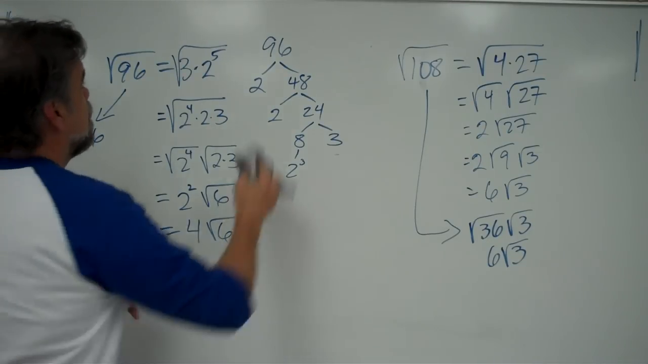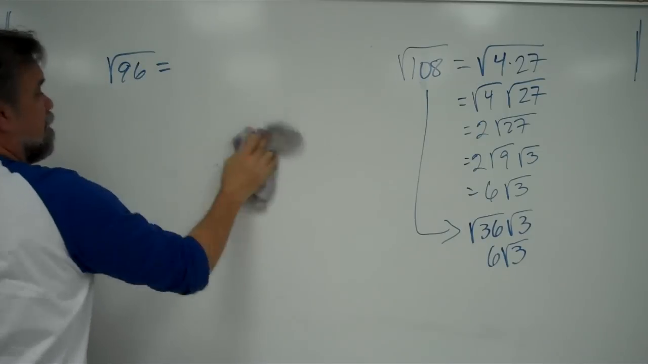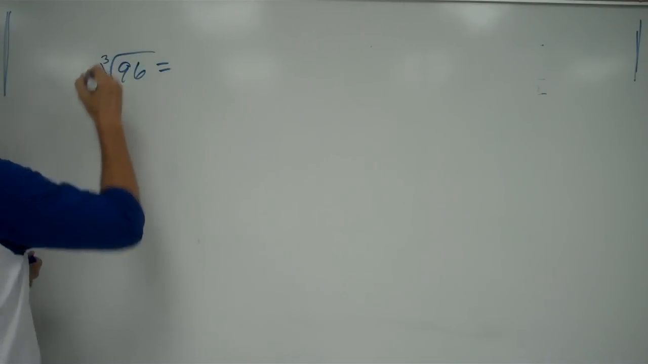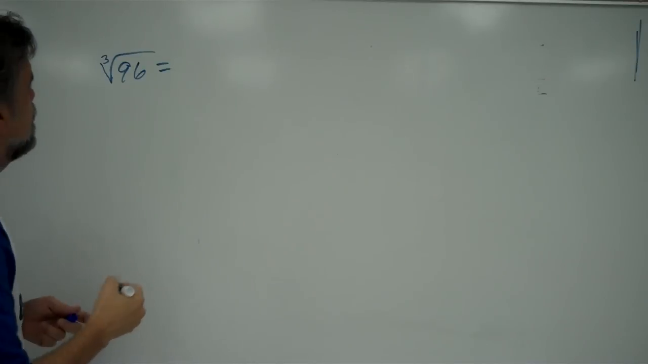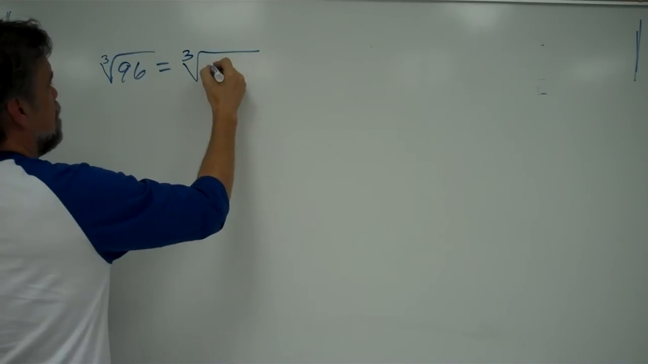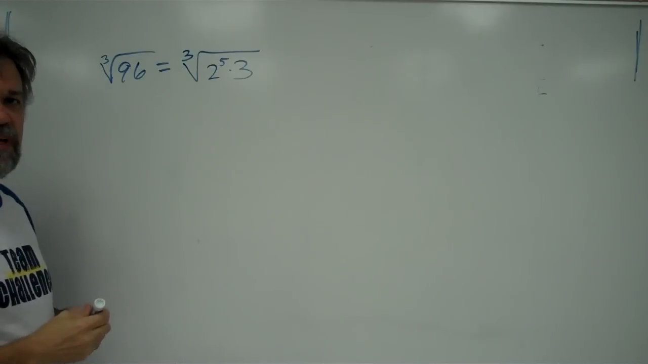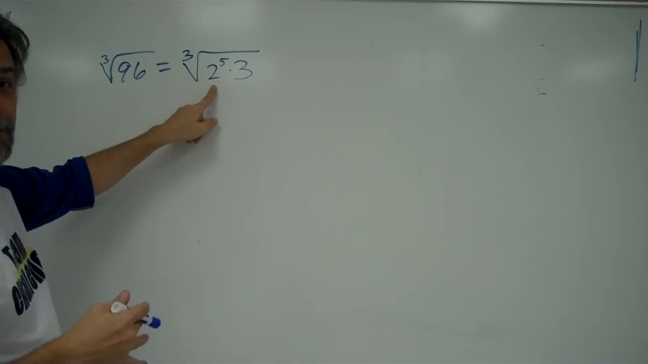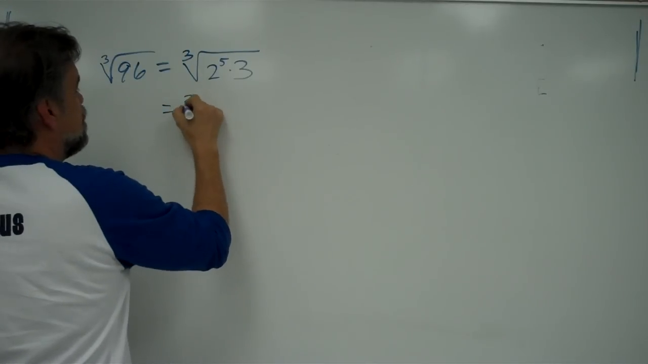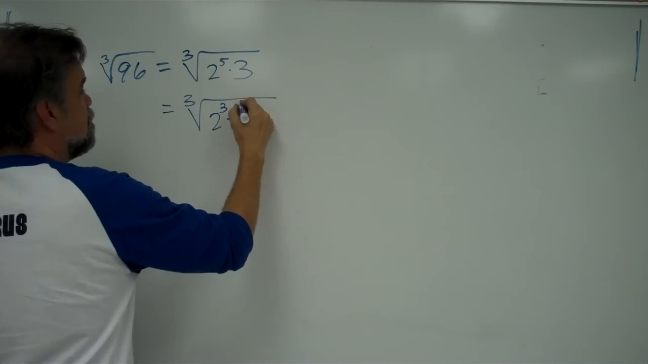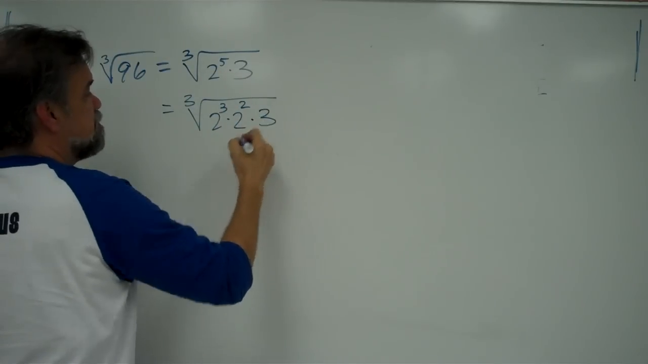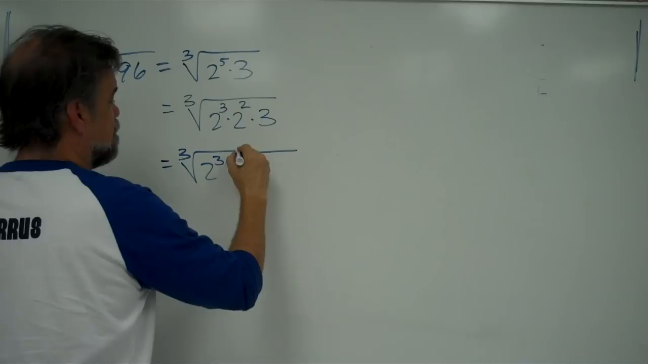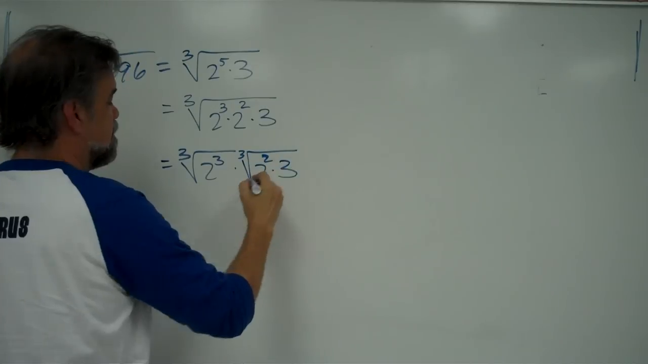Let's look at simplification of a cube root. Aha. What if we had the cube root of 96? Ooh, okay. Well, that's going to be the cube root of, what did we say a second ago? It was 2 to the 5th power times 3, right? So what's our largest cube that goes into this? It's going to be 2 cubed. Okay, so this will be the cube root of 2 cubed times 2 squared, because 3 plus 2 equals 5, times 3. So that's the cube root of 2 cubed times the cube root of 2 squared times 3.